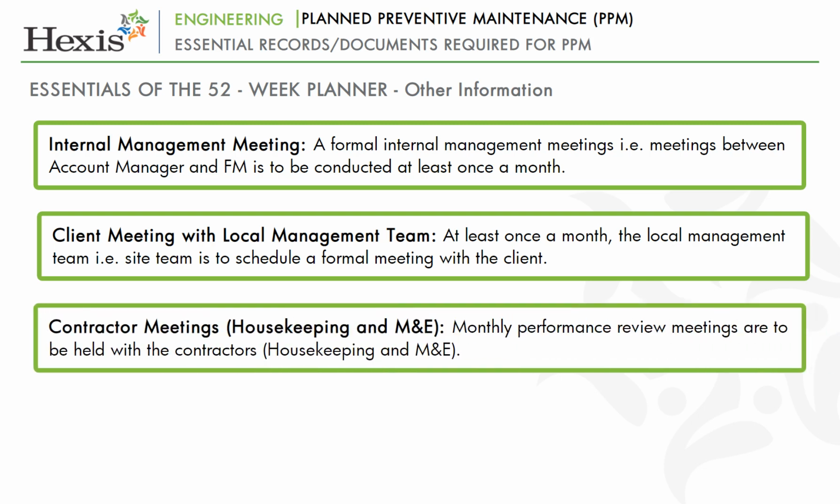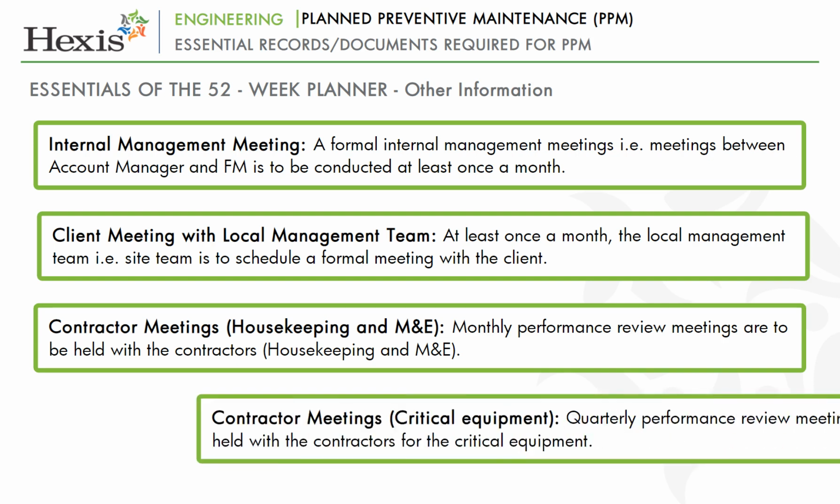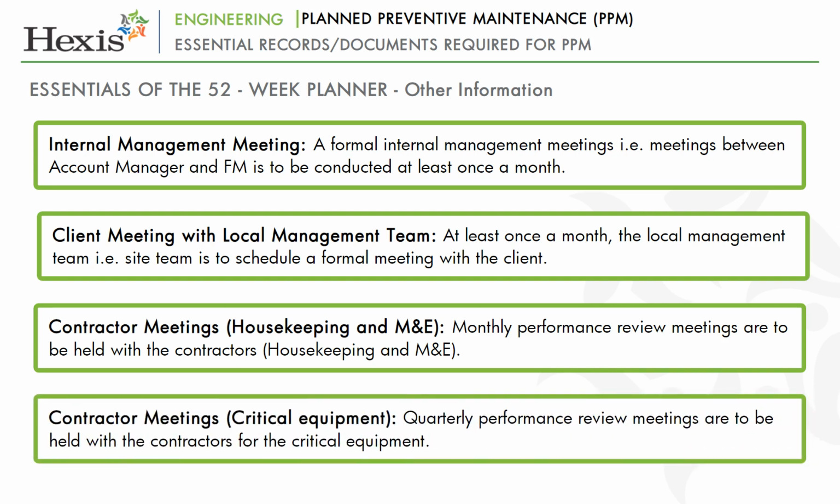Contractor meetings. Housekeeping and M&E monthly performance review meetings are to be held with the contractors, housekeeping and M&E. The schedule is to be indicated in the planner and completion recorded. Contractor meetings. Critical equipment quarterly performance review meetings are to be held with the contractors for the critical equipment. The schedule is to be indicated in the planner and completion recorded.